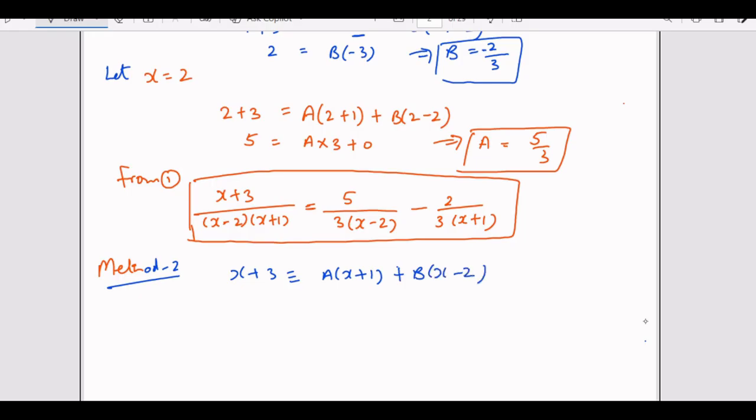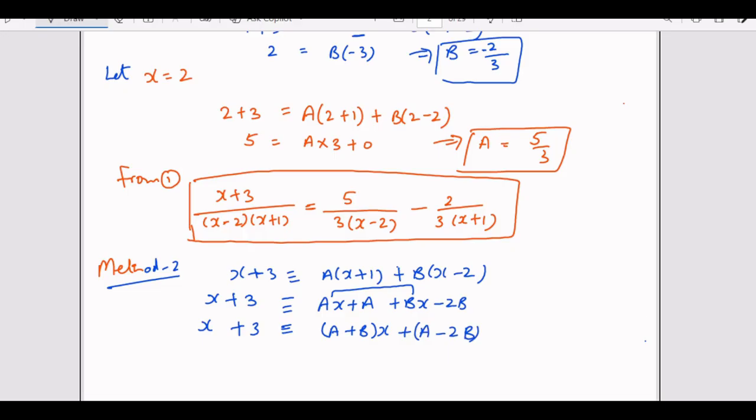So now for the second method, what you do is expand this right hand side to equate the coefficients. When I expand this, it will become ax plus a and then plus bx minus 2b, right? So here we have terms of x and a constant term on the left hand side. So I will bring the x terms together, which is (a plus b) times x, then the constant terms a minus 2b. Now we are going to equate the coefficients.